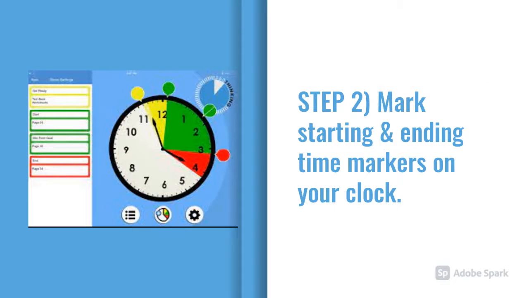The second step is to create your time markers. To do this, you mark your starting time and ending time. It may also be helpful to mark your midpoint time. By marking the midpoint, you create an opportunity for students to self-monitor and evaluate performance during task completion. For example, if their job is to complete 20 problems, they could create a midpoint goal of completing 10.